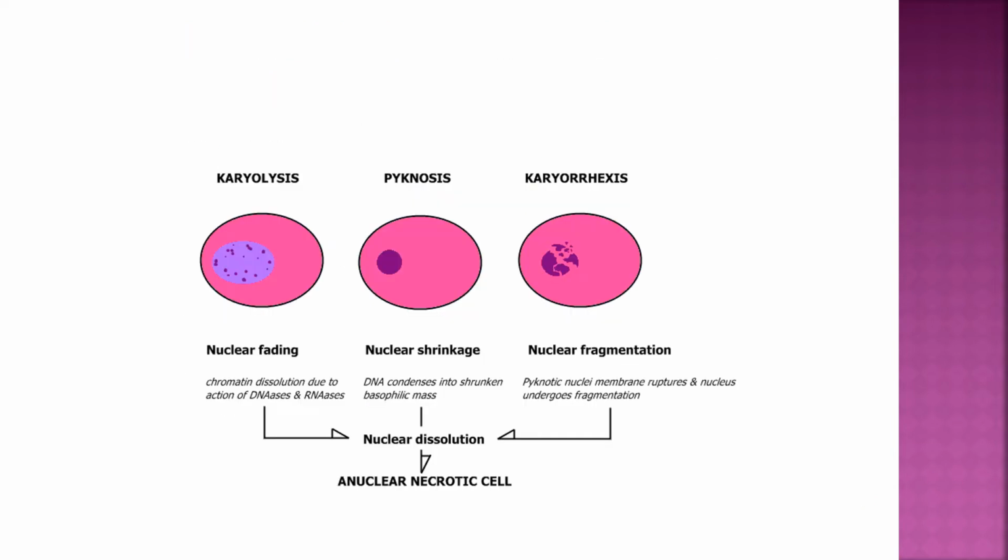This is what we mean by karyolysis. The nucleus, which is supposed to be very dark, becomes faded in karyolysis. When the nucleus undergoes pycnosis, it shrinks into half or more than half of its size. And in karyorexis, we see that the nucleus becomes fragmented. So these are the features that we see in a necrotic cell.